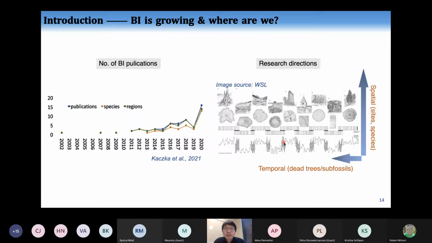I tried to look into these papers, and I found more than 75% of papers only focus on the spatial aspect of the blue intensity method. In other words, these studies only focused on the blue intensity measured from living trees, collected from different sites and using different species. In contrast, very few studies focus on the temporal aspect of blue intensity, that is, blue intensity data measured from dead trees, because as dendrochronologists, we know that dead trees or subfossils are a very important source of material that allows us to extend living tree chronologies back in time from centuries to millennia.